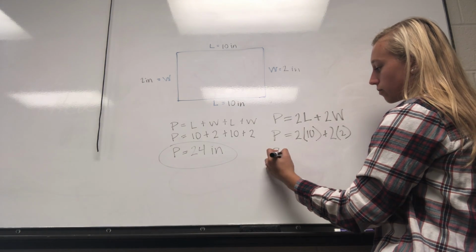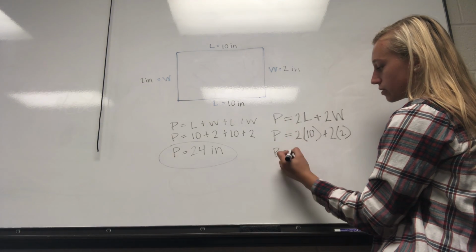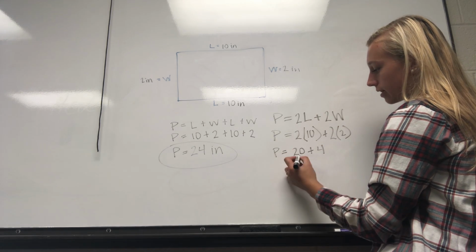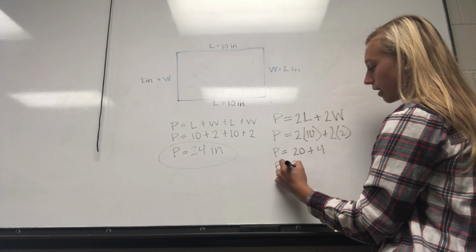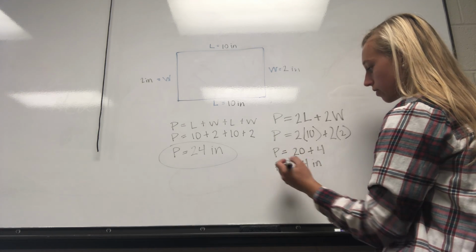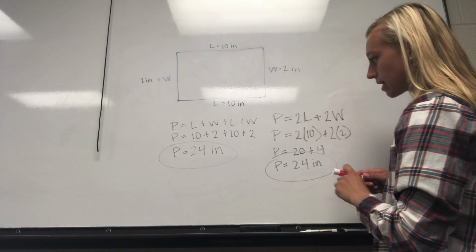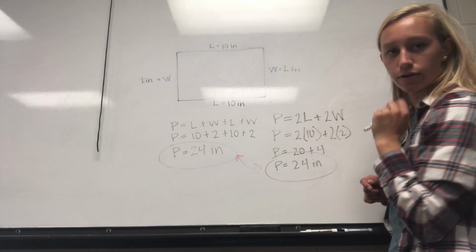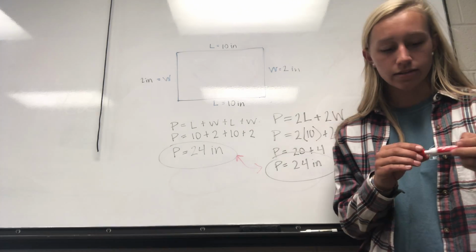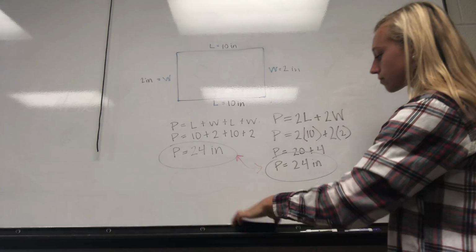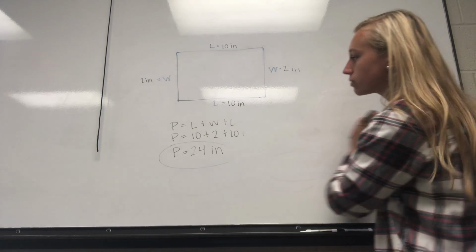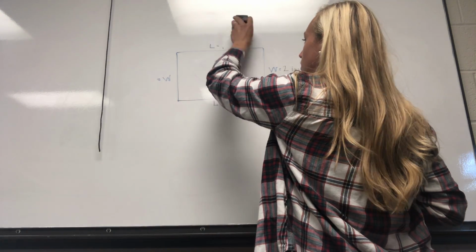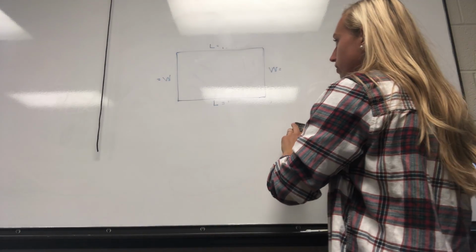So let's multiply this. So 10 times 2 is 20, plus 2 times 2 is 4, and then we add these together at the end and get 24 inches, which is the same as what we got using the addition equation. So there's just two ways to do perimeter. Feel free to ask me questions in class. We'll be doing an activity finding perimeter of dimensions I give you.